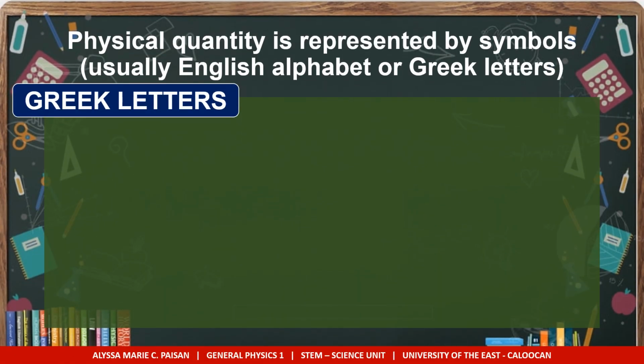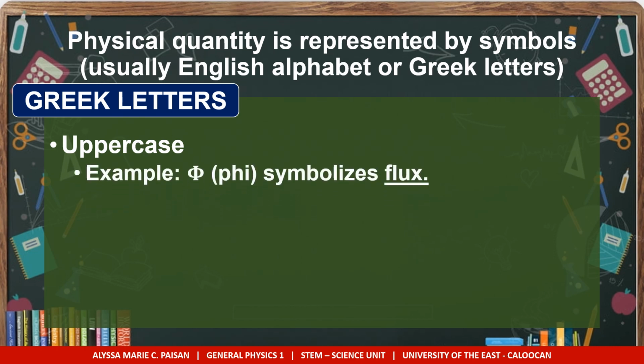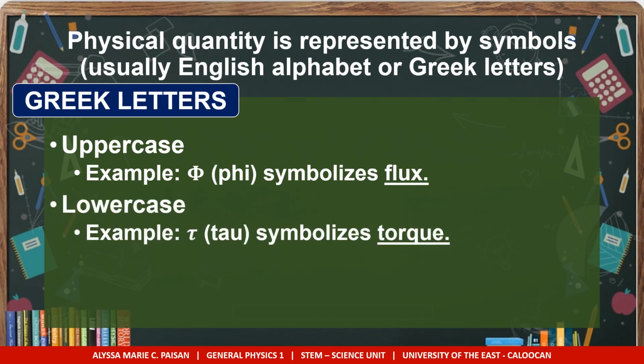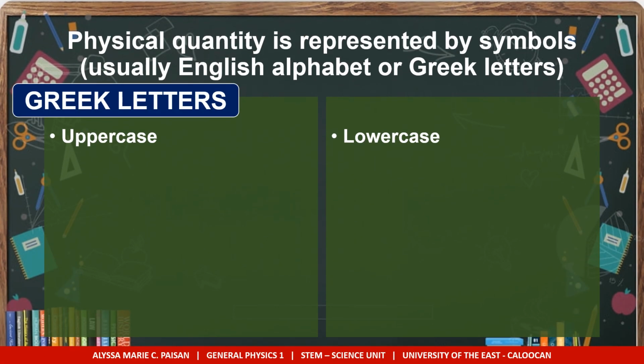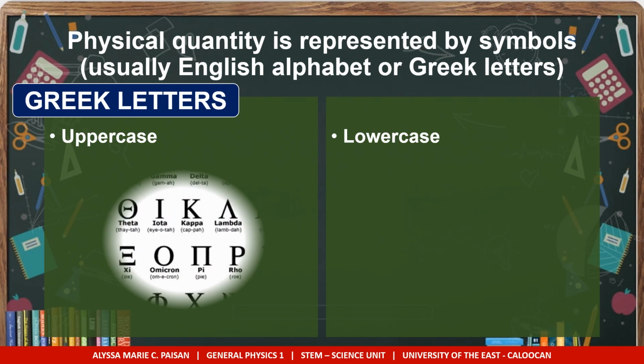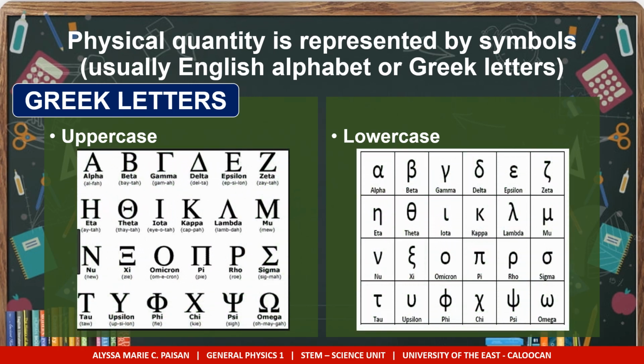Here are the examples for Greek letters used as symbols to represent physical quantities. For uppercase, we have uppercase Greek letter phi, which symbolizes flux. And for lowercase, we have lowercase Greek letter tau to symbolize the physical quantity torque. You are already familiar with the English alphabet, but I think most of you are not yet familiar with the Greek alphabet. Here are illustrations to show you the different letters in the Greek alphabet, both the uppercase and the lowercase. I highly suggest that you familiarize yourselves with them because you will surely encounter some of them in our future discussions.